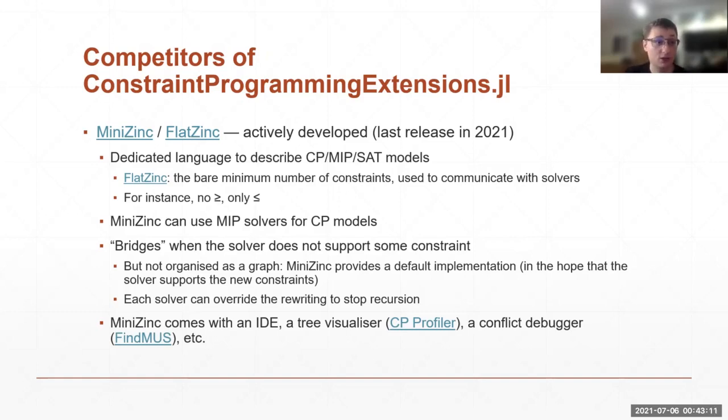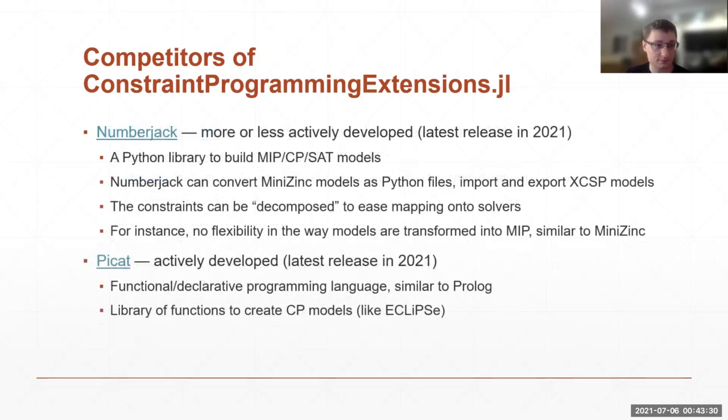MOI bridges, on the other hand, work in a much more flexible way using graphs, so that you choose the bridges that you want to use, and you're sure that in the end, you will end up with constraints that are supported by solvers. MiniZinc also comes with a complete IDE, with a tree visualizer, a config debugger, and so on. So it's quite a full-fledged tool.